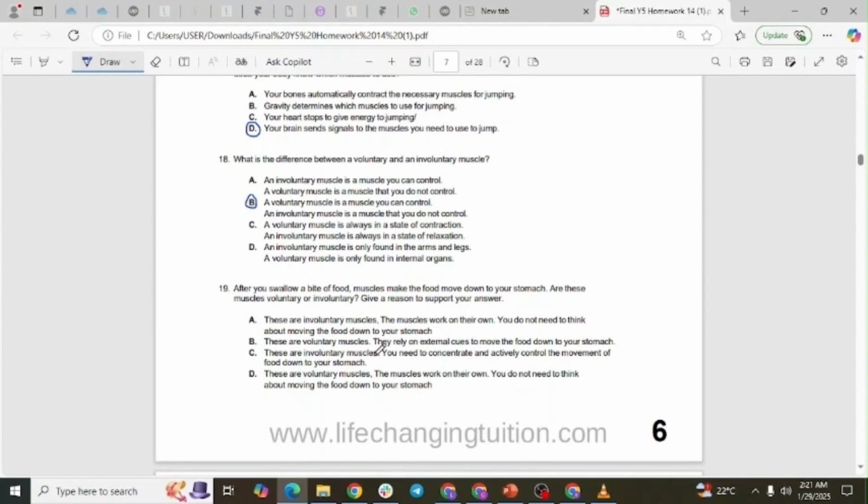C. These are involuntary muscles. You need to concentrate and actively control the movement of food down to your stomach. D. These are voluntary muscles. The muscles work on their own. You do not need to think about moving the food down to your stomach.